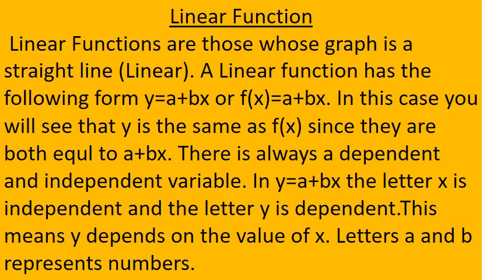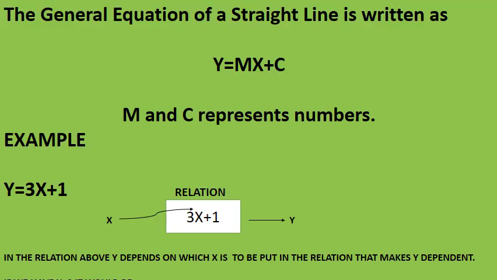In y = a + bx, the letter x is independent and the letter y is dependent. This means y depends on the value of x. Letters a and b represent numbers. The general equation of a straight line is written as y = mx + c. m and c represent numbers.